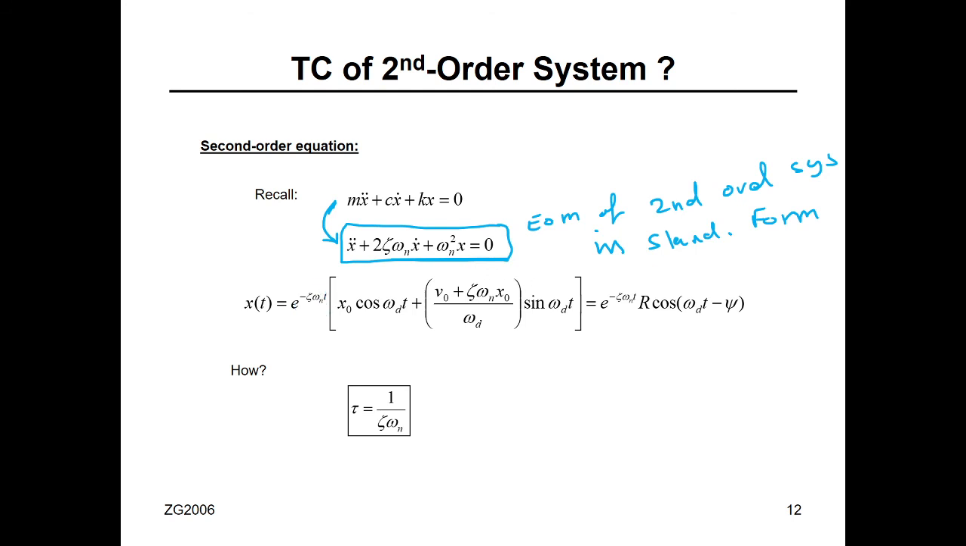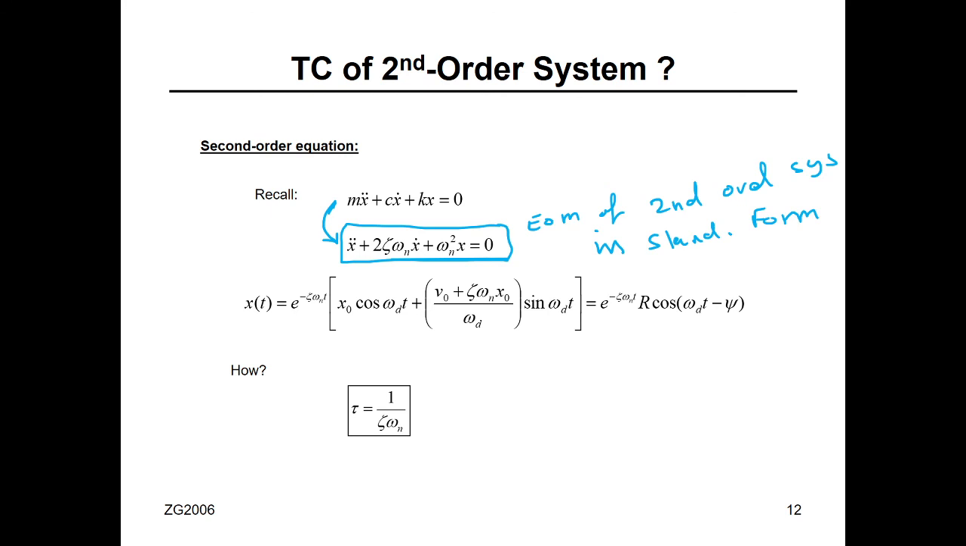If you have exponential, so how much is the value if you multiply by this power, it will change it to minus 1. It will be 1 over zeta omega n. So it depends on the solution. If you have exponential in the solution, you will have tau. However, time constant for second order system is not as important as it is for first order system.